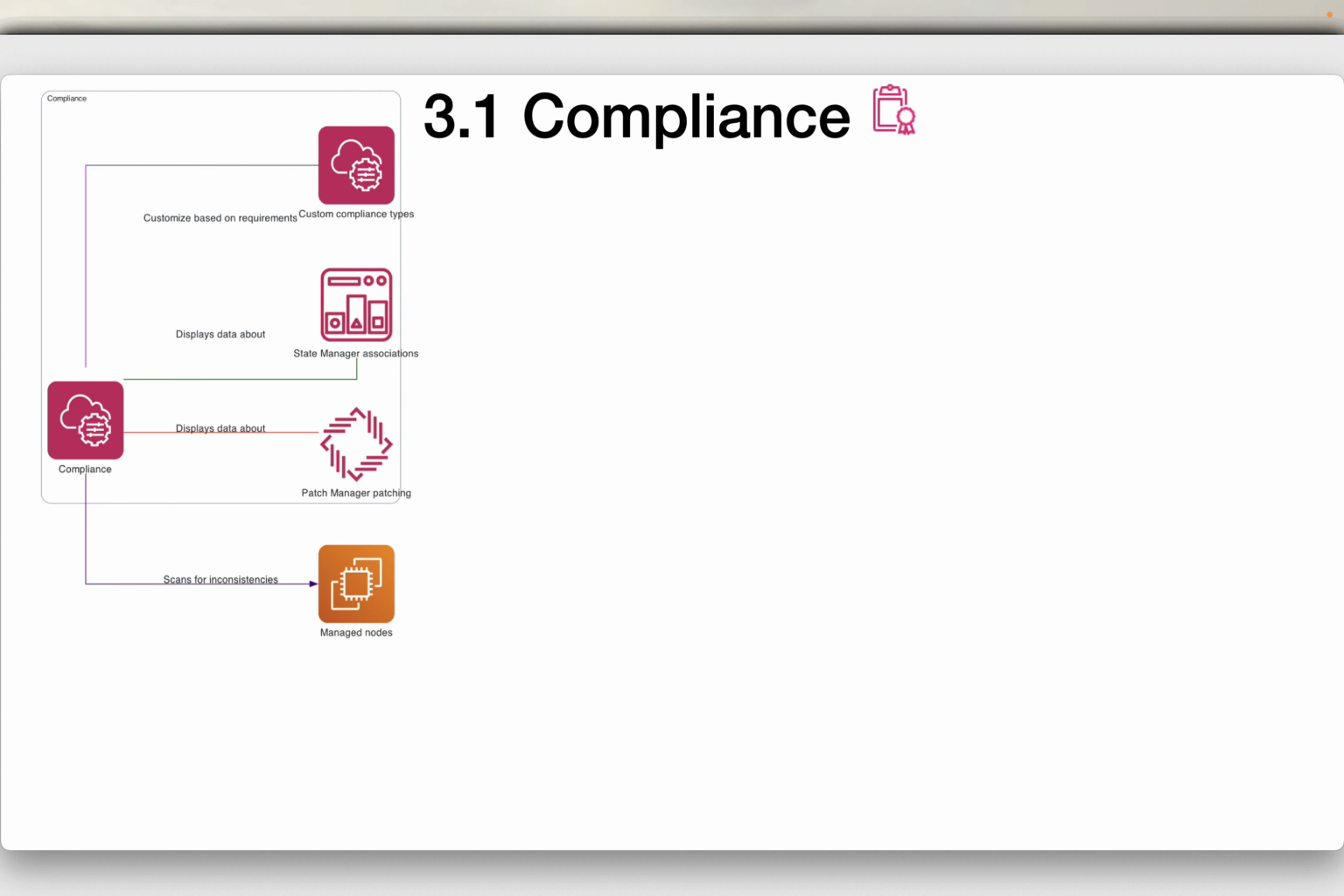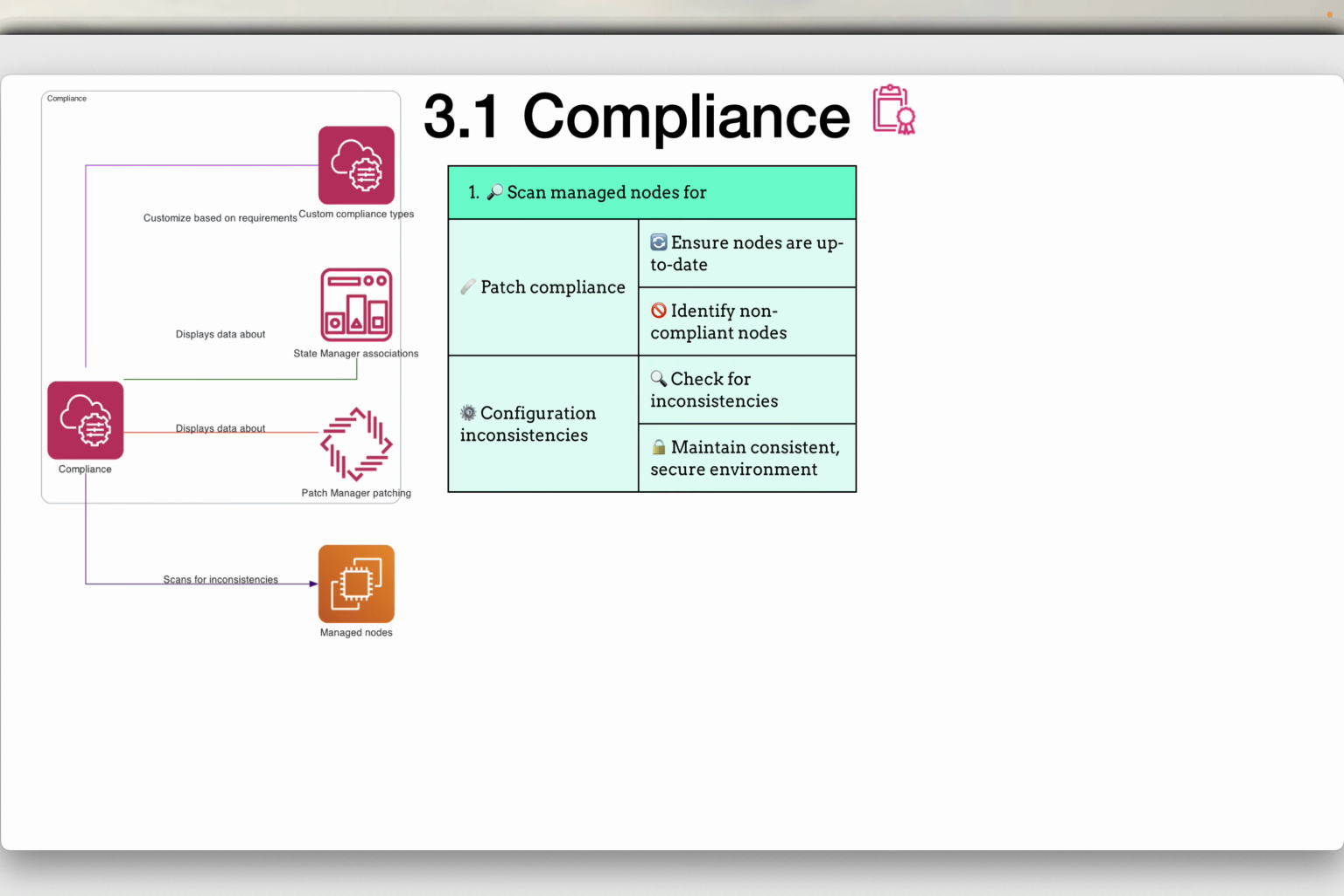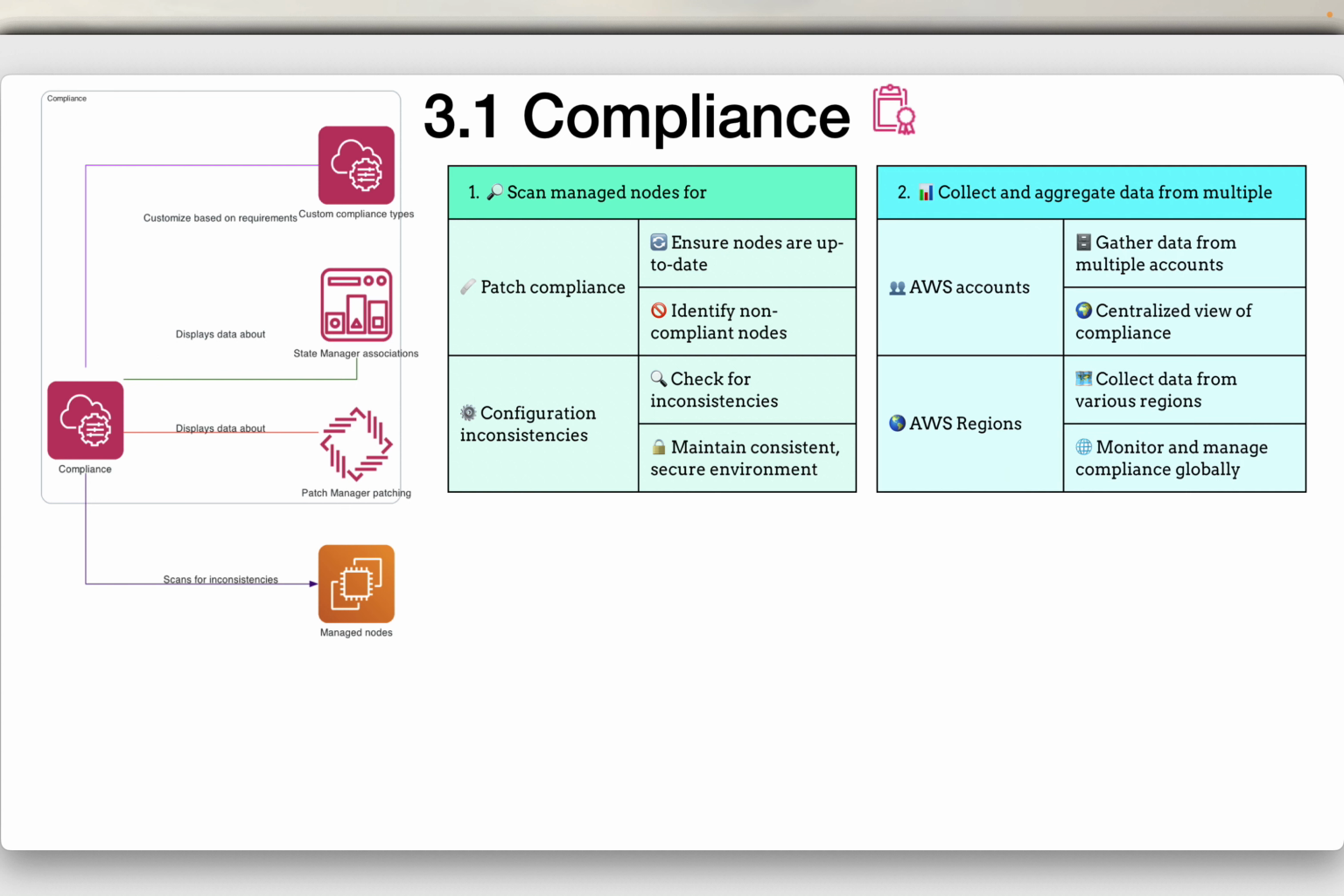Okay, next capability, compliance. Compliance scans your fleet of managed nodes to ensure they are up to date with the latest patches, identifying any nodes that are non-compliant. Compliance checks your managed nodes for any inconsistencies in their configurations. Compliance allows you to gather data from multiple AWS accounts, which provides a centralized view of compliance across your entire organization. And you can collect compliance data from various AWS regions.